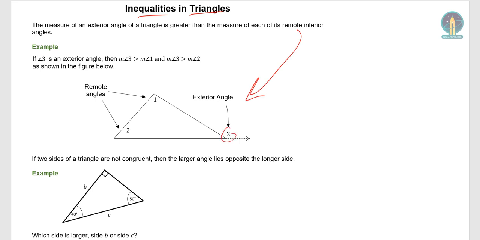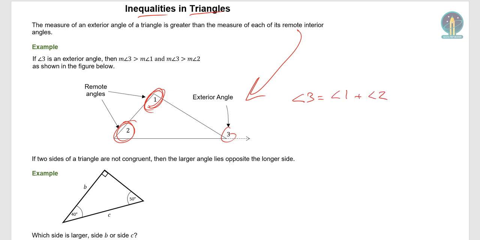So this is the exterior angle, and we talked about this before in a prior concept. And these are the two remote interior angles. Typically, the exterior angle of the triangle is equal to the sum of the remote interior angles of the triangle. So typically, angle 3 is equal to angle 1 plus angle 2.